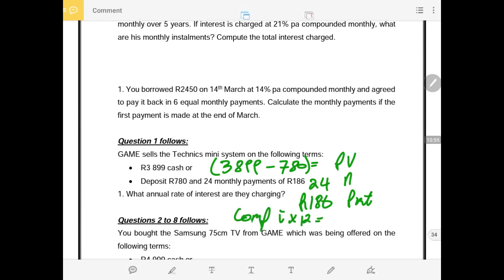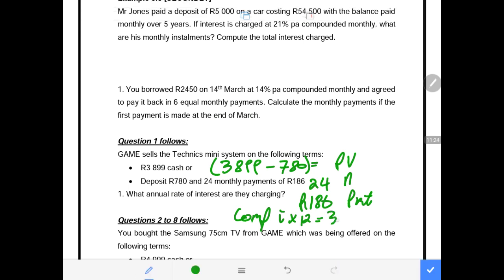So now let us just be quick in computing this question. We have 3,899 minus 780 is our PV. Then after we have our minus 186 as our PMT. We have 24 as our N. And what are we looking for? We are calculating interest. Your calculator will say calculating. Then immediately it will give you 3.092 something. Whatever answer you get, you multiply that answer by 12 before you give it to me.